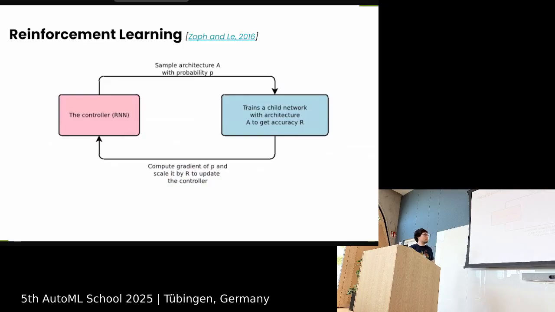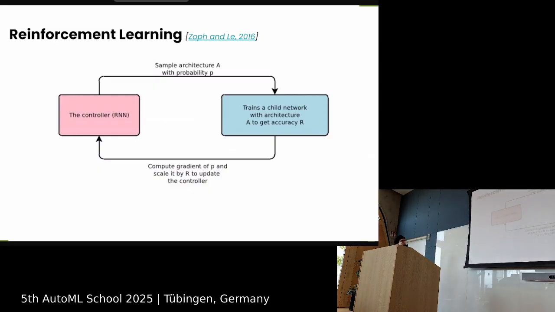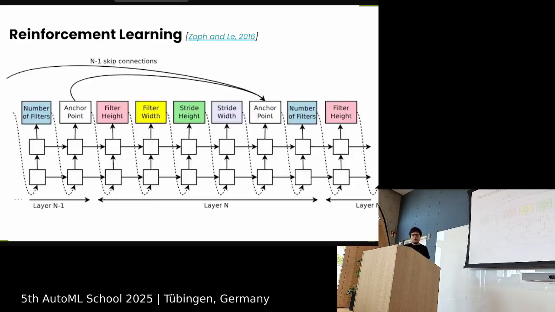So here's another visualization of how that looked, right? So you have this controller network. Actually, it's an RNN. Sorry, I said an MLP, but it's an RNN. You sample an architecture from it, as you're going to see in the next slide. You train this architecture with its own set of weights, and then you compute a gradient based on this reward function. And the way you sample from it, essentially you sample each operation at a time, right? So the number of filters, for example, the filter height, filter width of the convolution network, and so on. And you have these anchor points that essentially allow skip connections, right? How do you connect the different layers with each other?